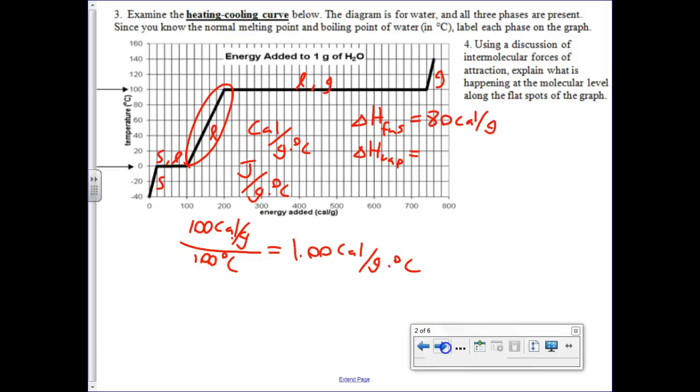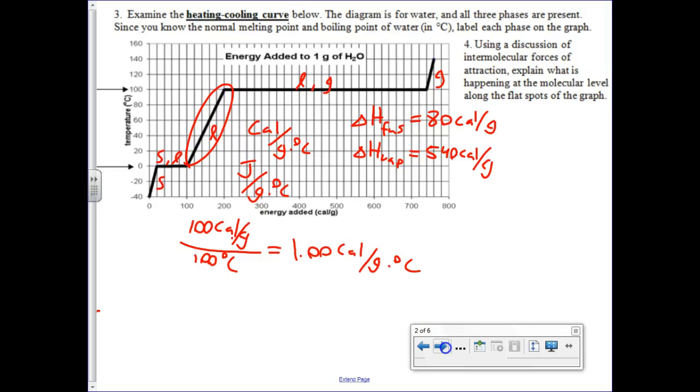How about for vaporization? This is much bigger, obviously. But if you calculate all those little boxes, we have 540 calories per gram. So the two things you can really use these heating and cooling curves for, you can use the slope to figure out specific heat, and you can use the quantity of those plateaus to figure out the heat or enthalpies of fusion and vaporization. So this is 80, that's the enthalpy of fusion. This is 540, that's the enthalpy of vaporization. That's kind of how you can use these things.